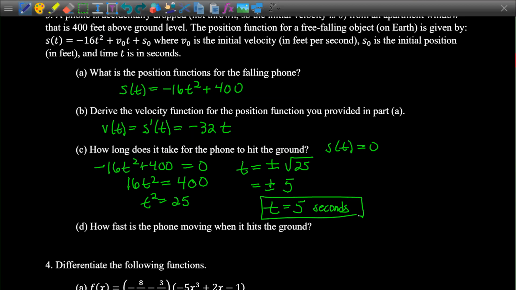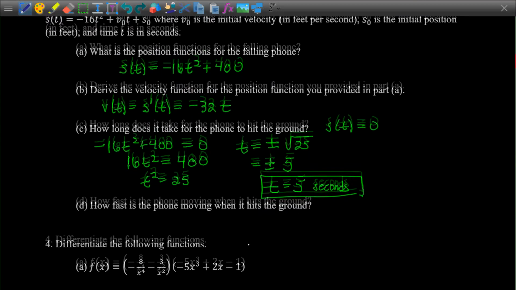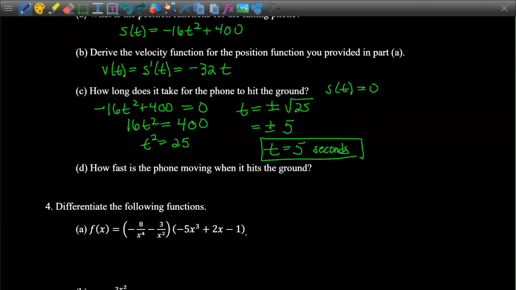And then part D, how fast is the phone moving when it hits the ground? It would be better if it had said, what is the velocity? Because here, are we asking for the velocity, or are we asking for the speed? So I'll just say my intention here is to ask you for the velocity.